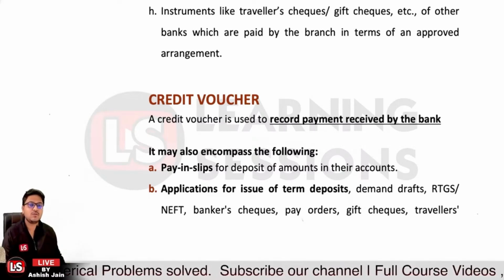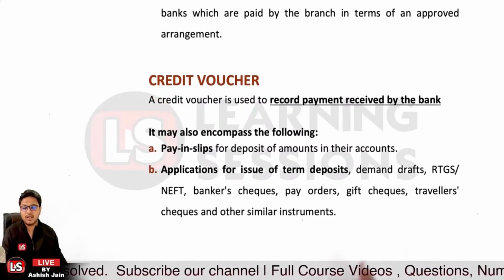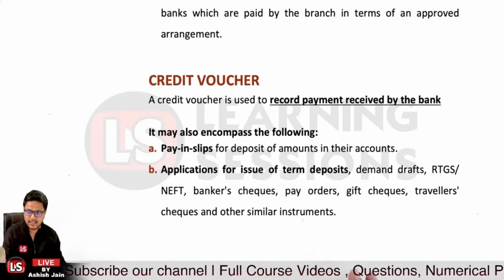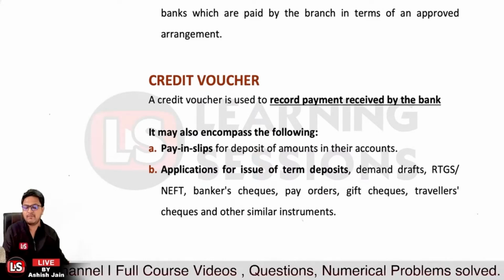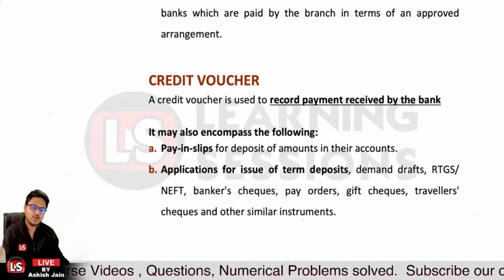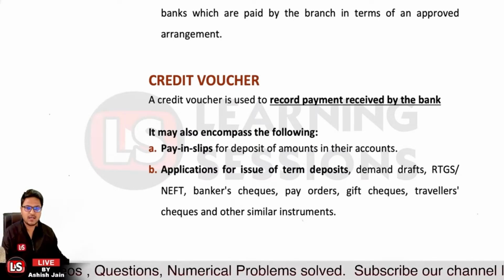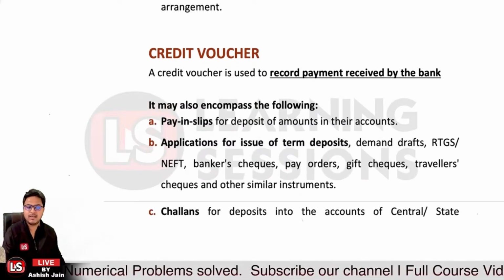And also the application for issue of a term deposit. When a term deposit is issued, up to a certain limit, let's say up to 20,000 rupees, it is allowed that you can open the FDR in cash. Otherwise you have to use instruments like demand draft or RTGS or NEFT, etc. In some cases you can deposit the amount in cash.